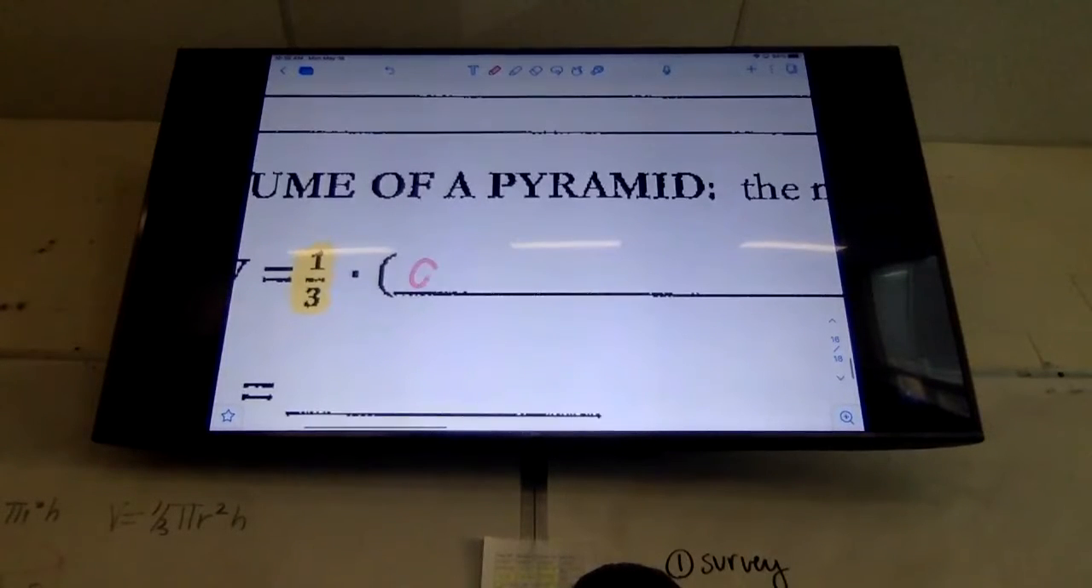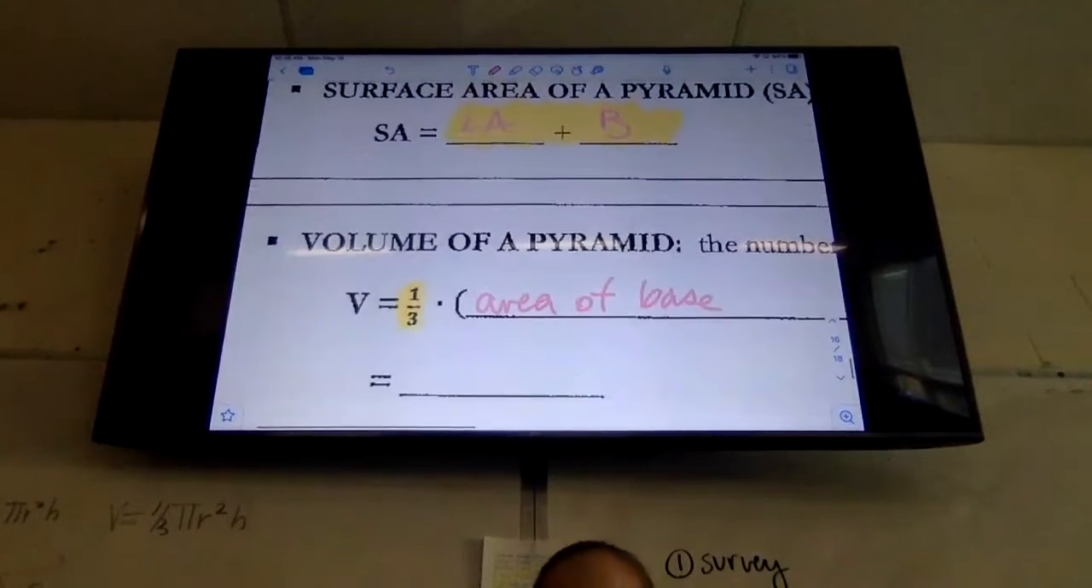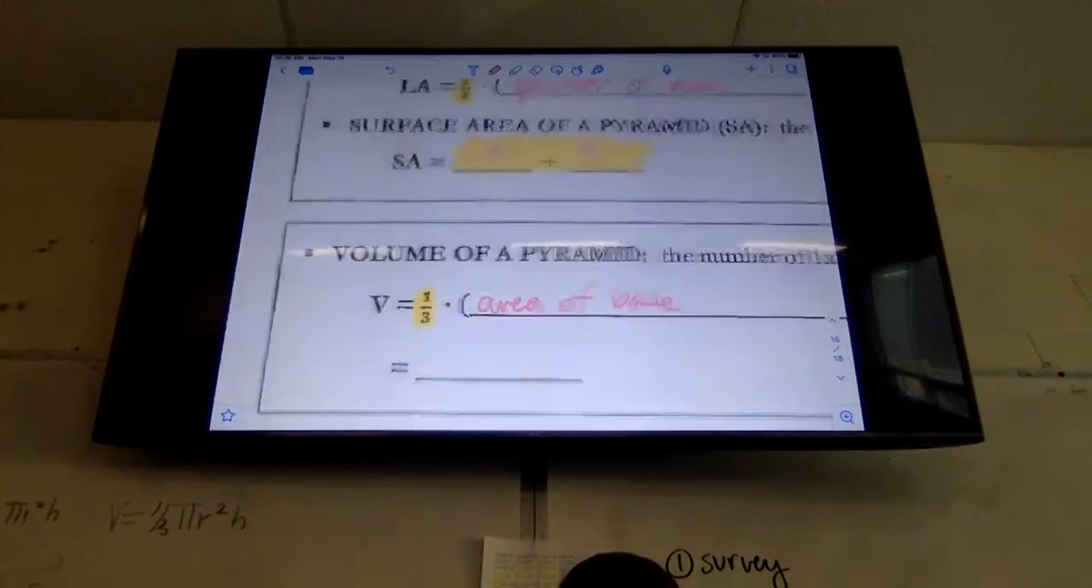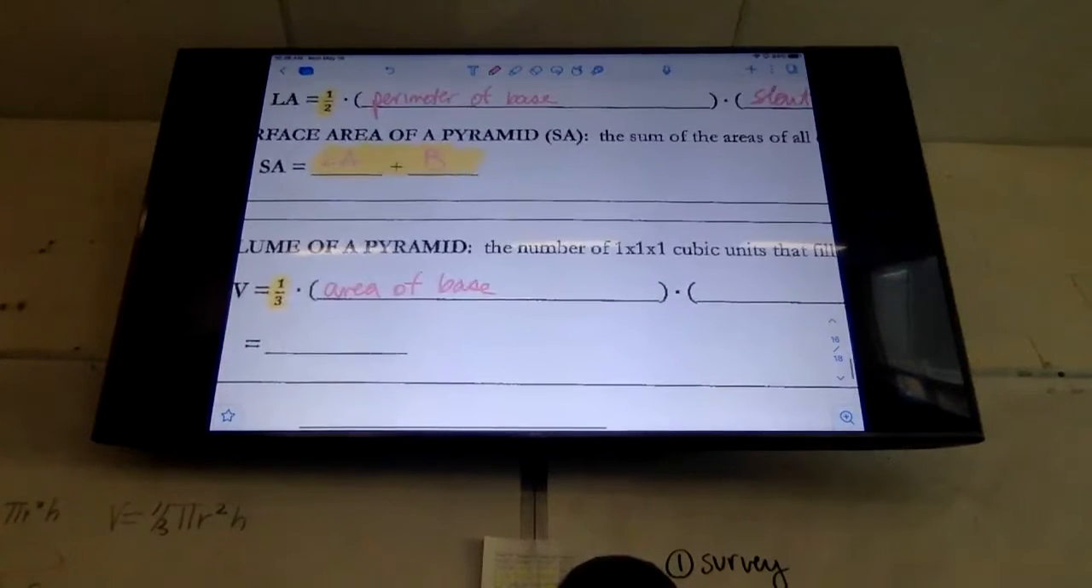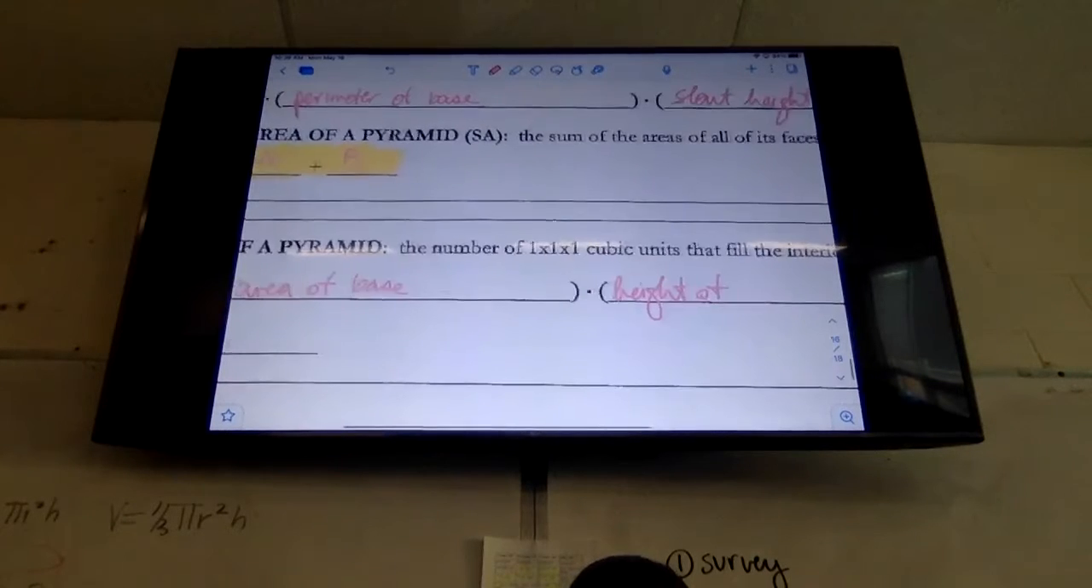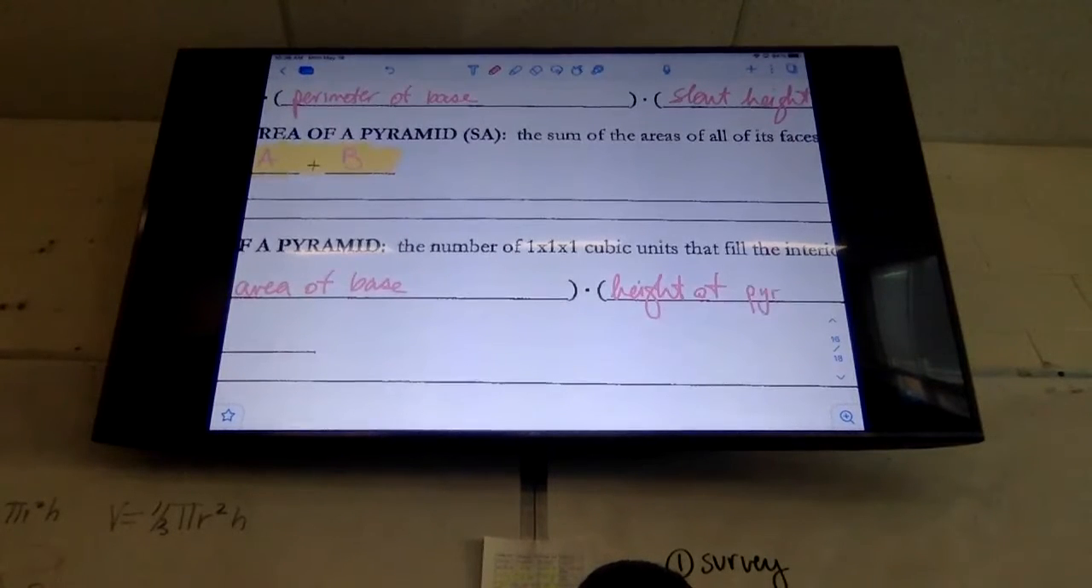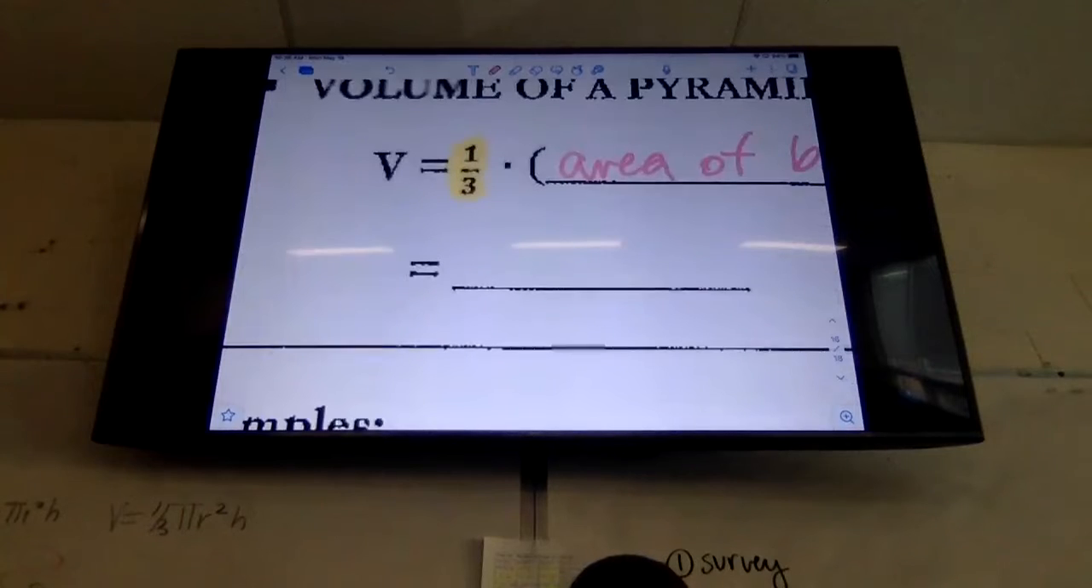So it's still B times H. Would you write in the essay spaces? LA plus B. Volume is area of the base times the height of the pyramid. 1/3 is confusing, but you can do times 1/3 or divided by 3. That's my real number, so I think I'll just go with that. So 1/3 times B times H.